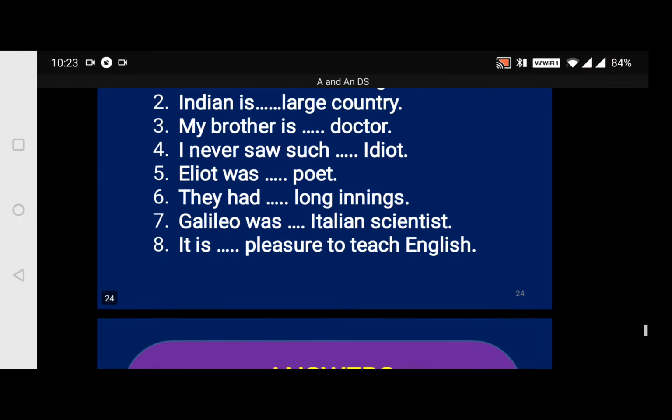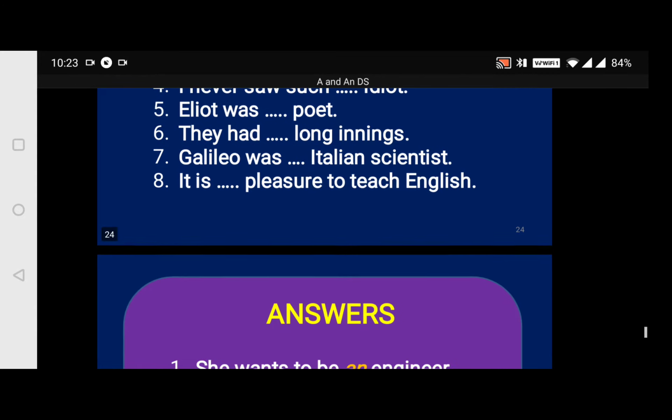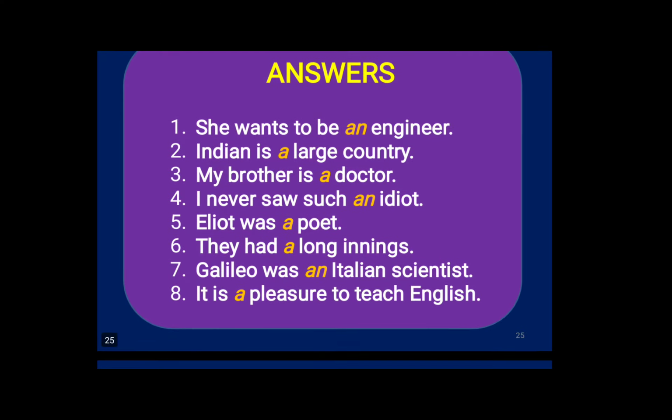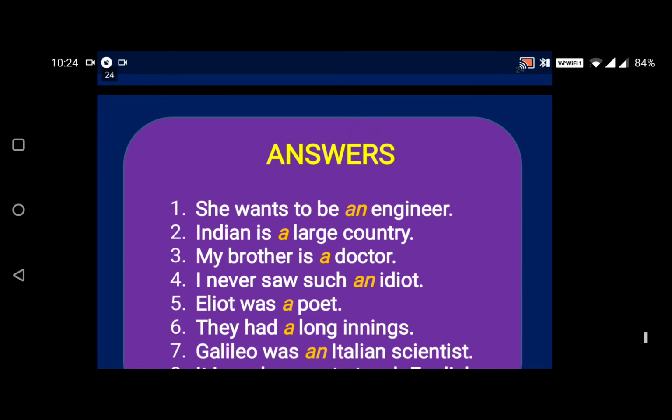It is pleasure to teach English. Pleasure. P is a consonant. So, we have to use indefinite article a before the word pleasure. So, it is a pleasure to teach English.